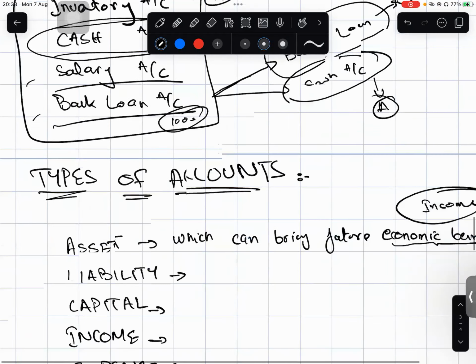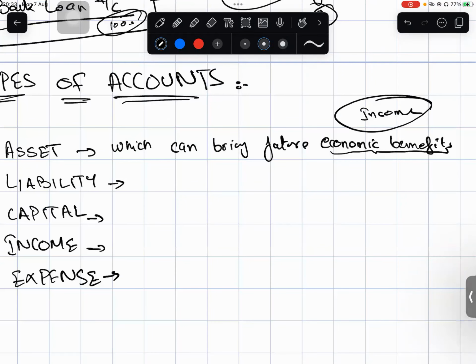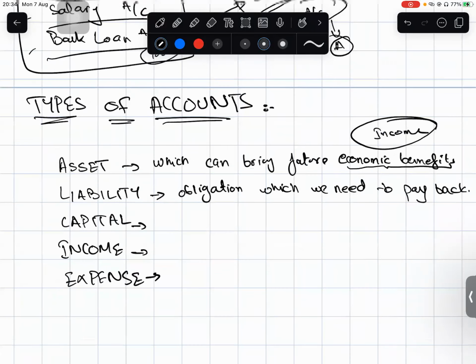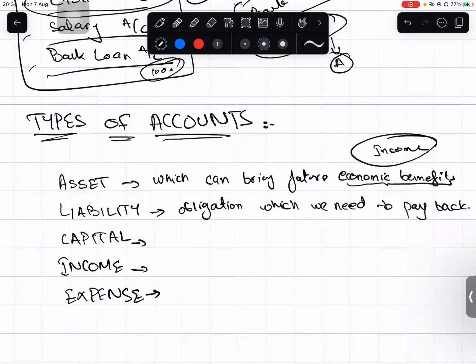Now let's talk about liabilities. Liability accounts are obligations which we need to pay back, right? Any sort of loan that you are taking, you need to pay that back. So that account would be a liability account.